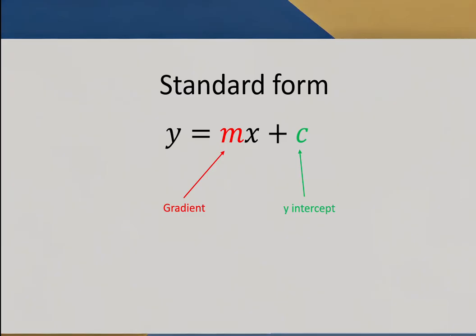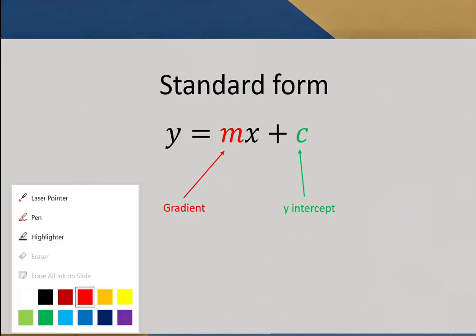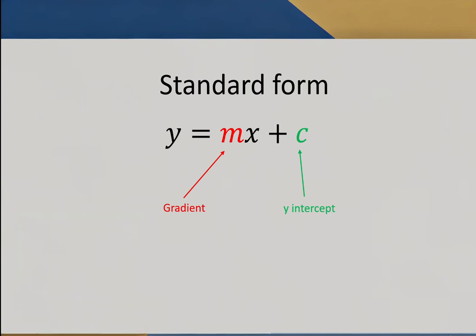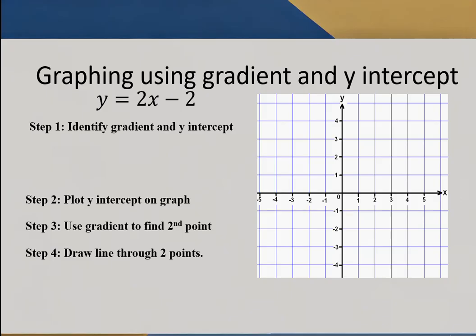So we know we've got our standard form. Our standard form is y equals mx plus c. From last session, we talked about how our m is the gradient and how our c is the y-intercept. Okay, so the first thing I'm going to be looking at is when we are graphing using gradient and y-intercept.